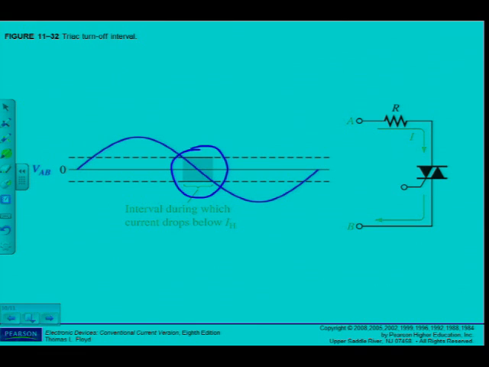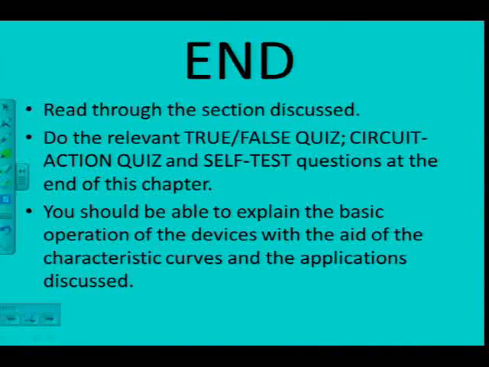All right, this concludes then the diac and triac. And as normal, you should read through the section, do the relevant true-false quiz, circuit action quiz, self-test. And as I've said here, you should be able to explain the basic operation of the devices with the aid of the characteristic curves and the applications discussed. But as you can see, we're not doing any basic problems, calculations in this section as well.